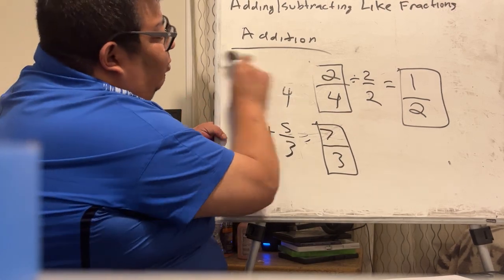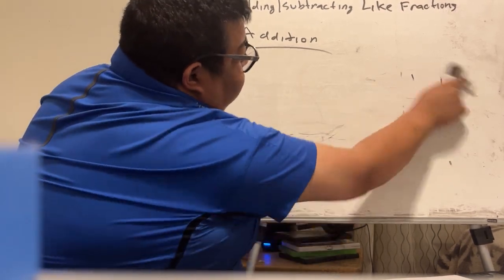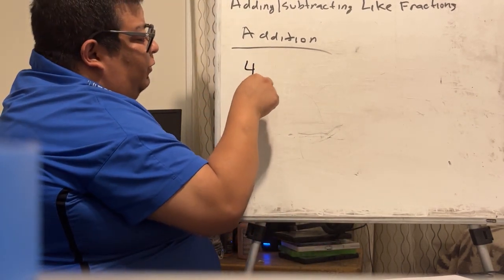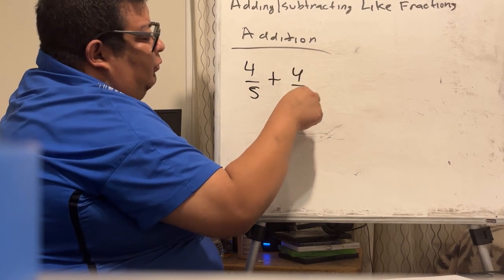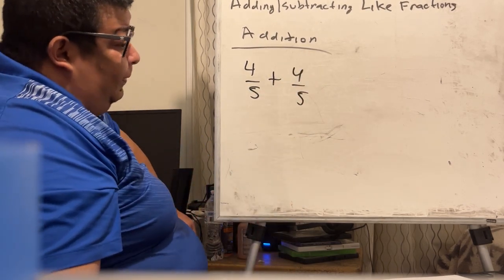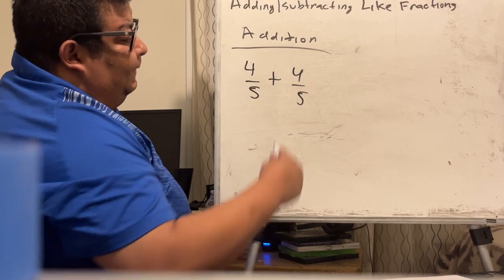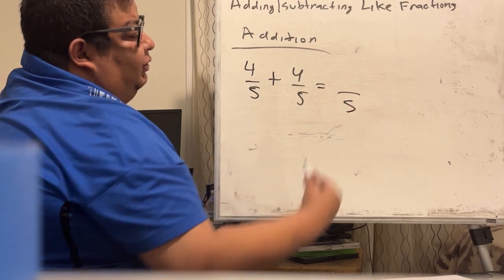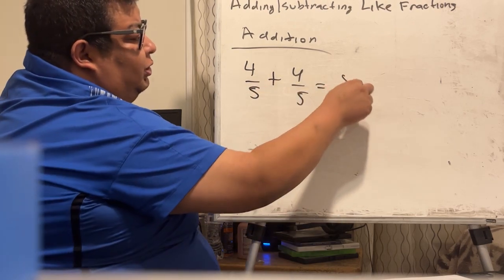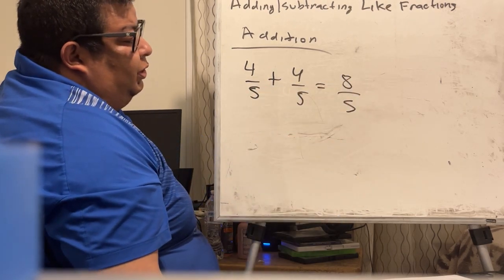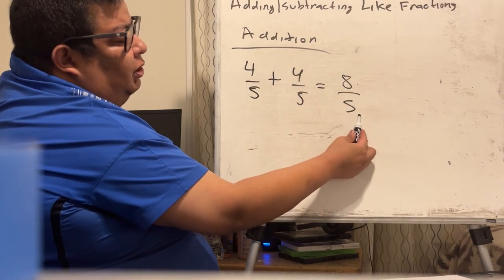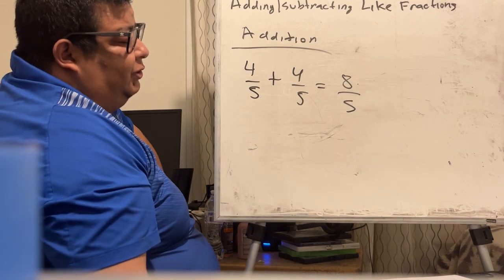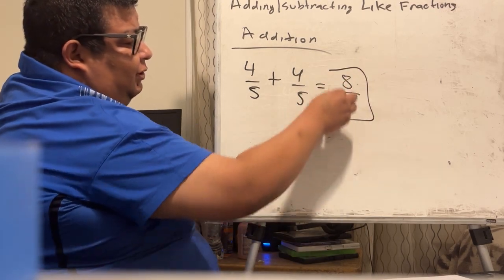Let's look at a couple more for addition. 4/5 plus 4/5. Okay, same denominator, 5. Then 4 plus 4 is 8. So 8/5. This is an even number and an odd number, so they cannot be divided by any number to get a simplified version. So this would be your final answer.